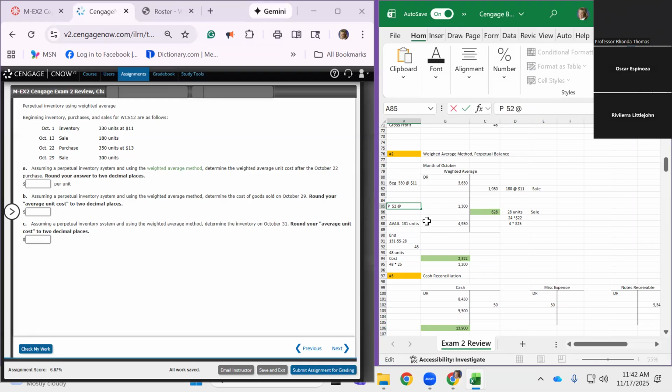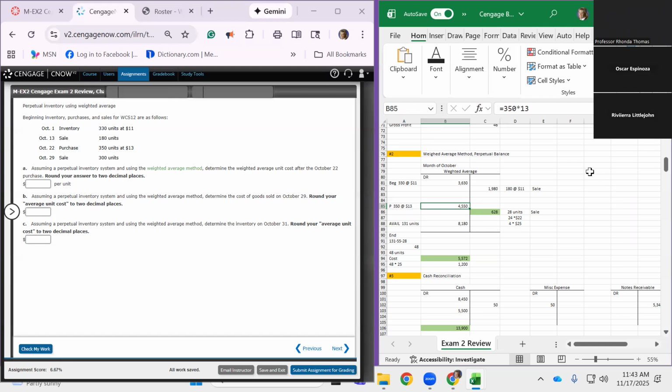And then the second purchase was October 22nd. We're purchasing 350 units at a cost of 13. Now our last cost was 11, so $13 is within relevant range. So in here, we're going to put equals 350 items times $13. So there is our new purchase. Now we have to do some weighted average.